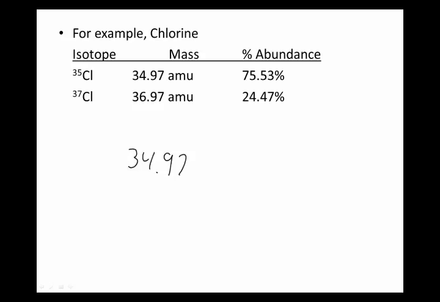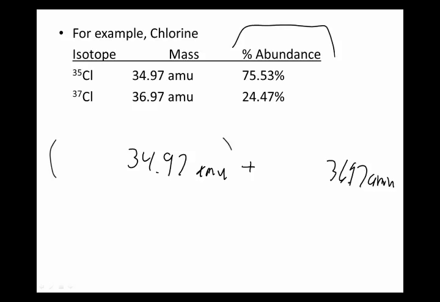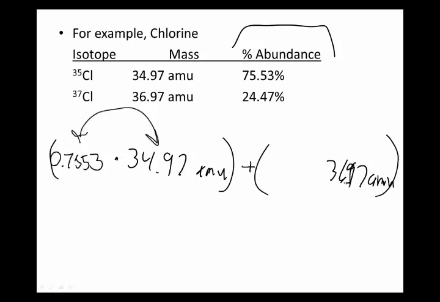I'm going to take 34.97 AMU plus 36.97 AMU, but I'm going to weight them not the same, but according to the percent abundance. Before I add them, I'm going to multiply them times their percent abundance. I'm going to multiply this times 0.7553, right? So I'm taking the percent abundance times the isotopic mass.